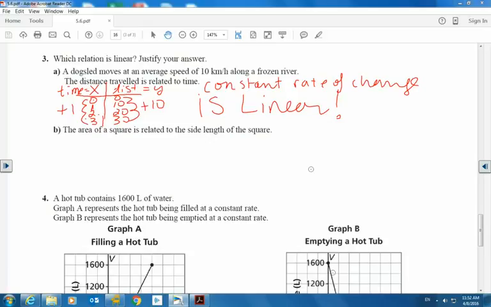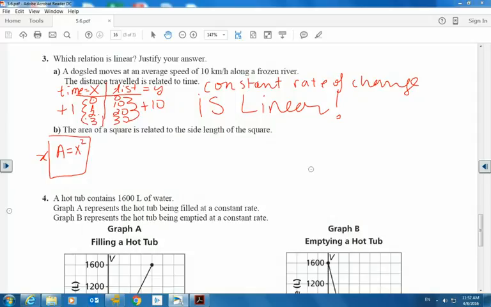All right, now let's have a look at the area of a square. The area of a square is related to the side length of the square. So you all know what a square is, right? So I've got my square. The side length is x. The area is y. X squared, yeah. So the area is x squared. Perfect.